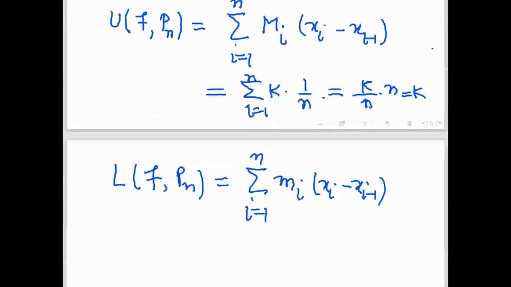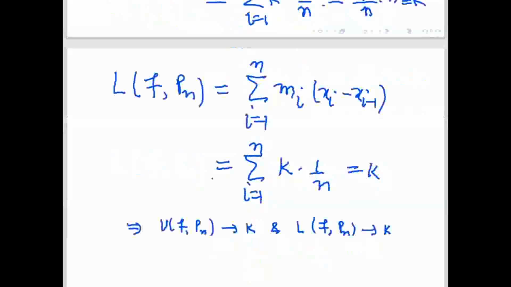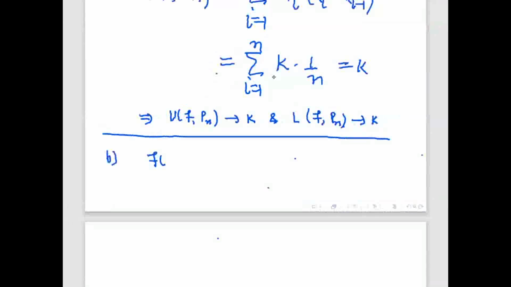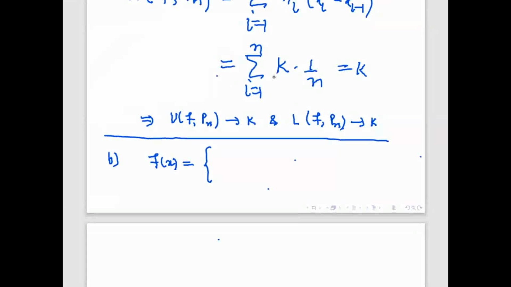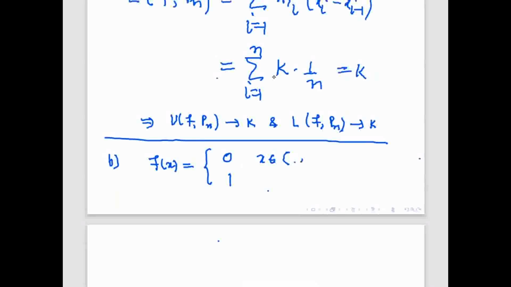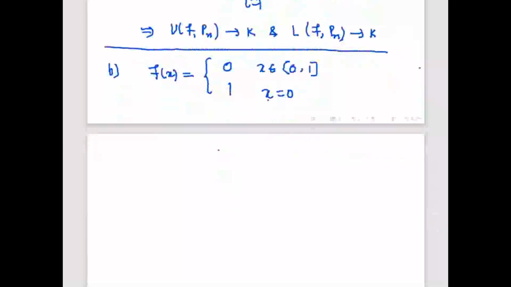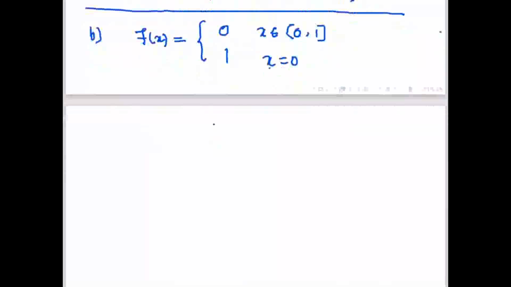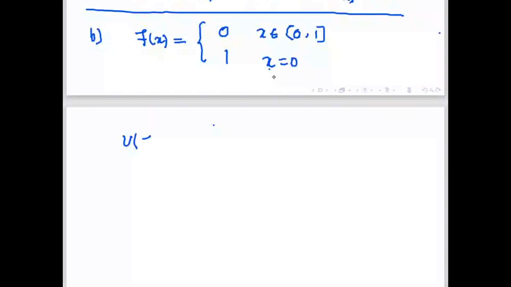So for that question again we will take the same partition. So I am writing the function again here. It takes value 0 and 1: open 0, close 1, and at x equal to 0. So if we choose the same partition, what will be the upper Riemann sum in this case?